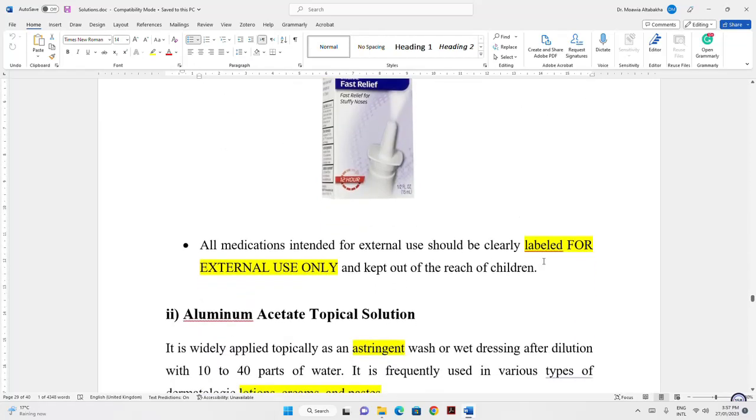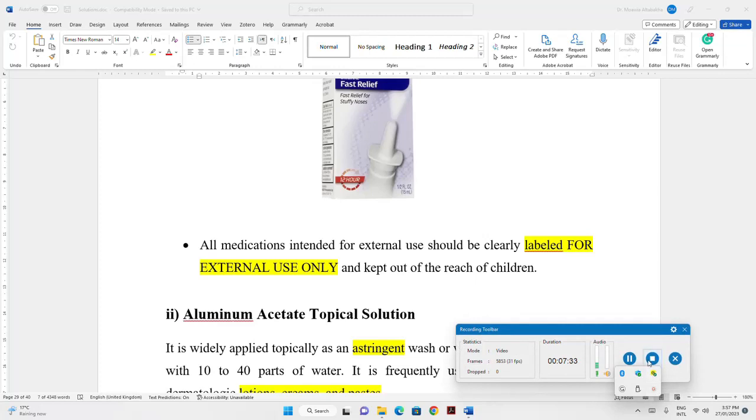These preparations are or should be labeled for external use only or something similar. Okay, plus it should also bear the label to keep out of the reach of children. These should be there.